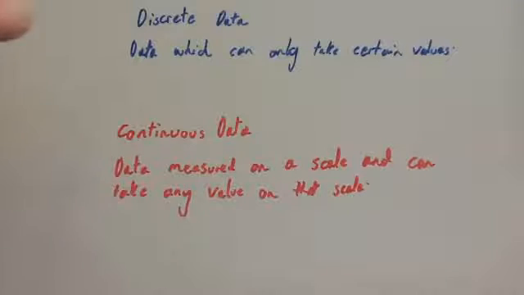In this video we're going to look at discrete data and continuous data. So discrete data is data that can only take certain values, such as a shoe size. You can only generally get shoe sizes such as 4, 4.5, 5, 5.5. There's only certain values you can take.